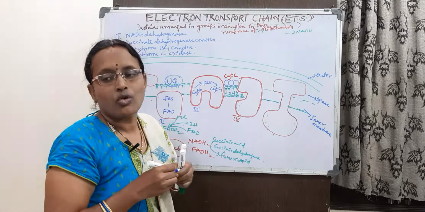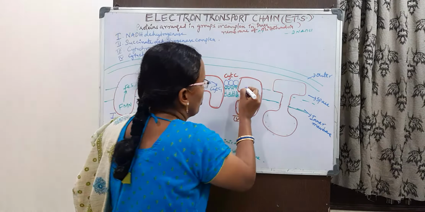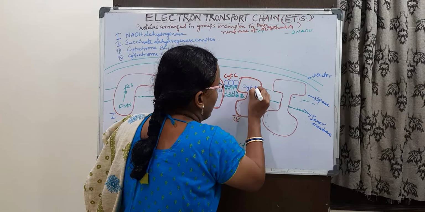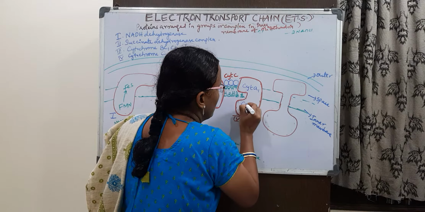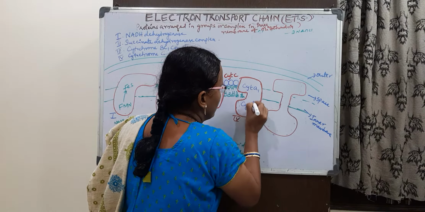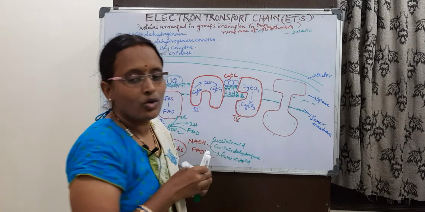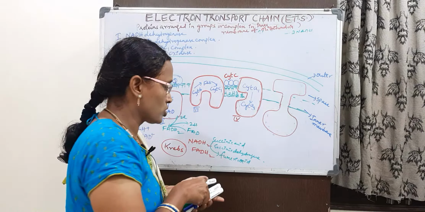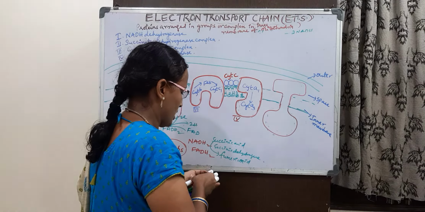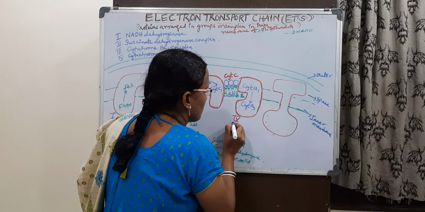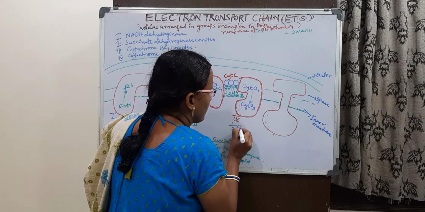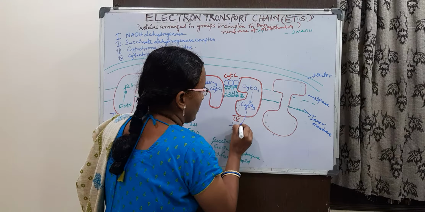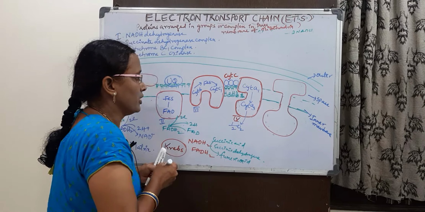In this fourth complex we have cytochrome A1 and cytochrome A3. Finally, our electron acceptor is oxygen. So this is the pathway.